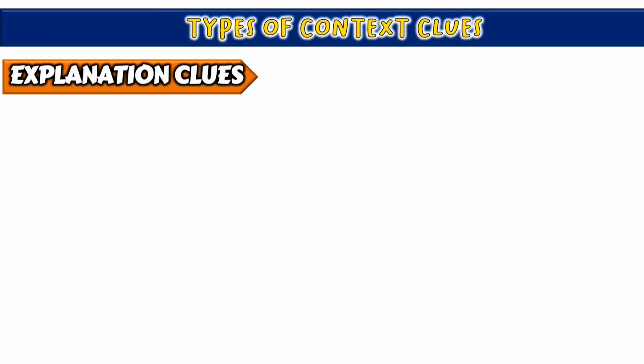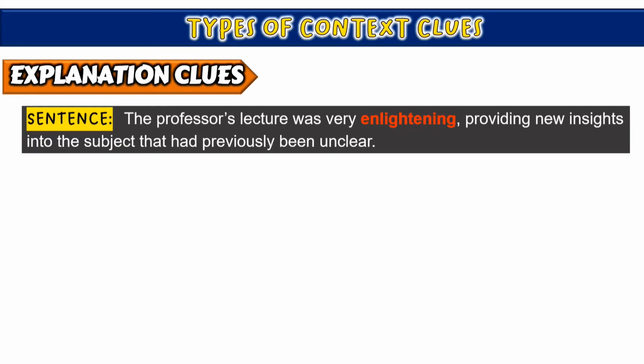And lastly, explanation clues. Here is a sample sentence. The professor's lecture was very enlightening, providing new insights into the subject that had previously been unclear. The term enlightening is clarified by the explanation, providing new insights into the subject that had previously been unclear. This phrase helps the reader understand that enlightening means offering valuable knowledge or clarity on a topic.